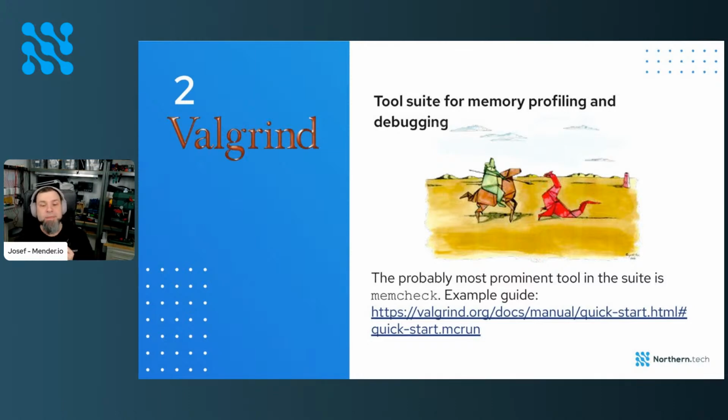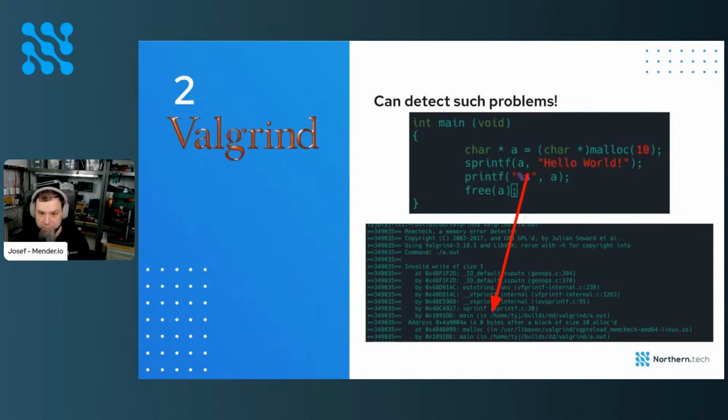thing about Valgrind is memcheck. I've linked the quick start here for you, and you can invoke Valgrind with memcheck on whatever executable you have. So taking my earlier example, a character array with size of 10, I'm printing to it, and hopefully you can see it. If not, zoom in later in the recording.